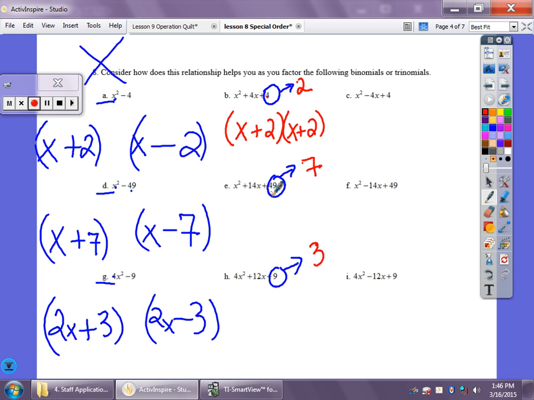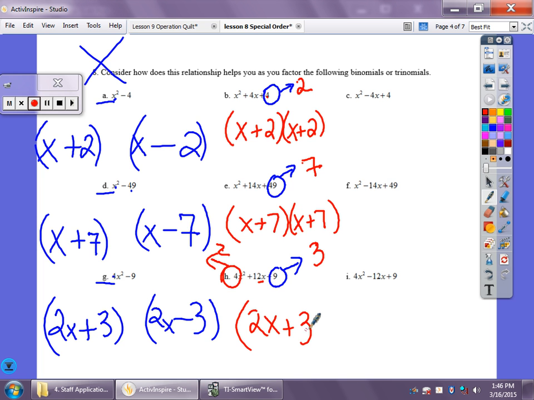7 times 7 is 49. Is 7 plus 7 14? Yes. So x plus 7 times x plus 7. All right. 3 times 3 is 9. Is 3 plus 3 12? Uh-oh, no it's not. Okay, so let's look. Well, this is special too because I have another perfect square over here. This is 2. So 2 times 3 is 6, and 6 plus 6 is 12. So my answer is 2x plus 3 times 2x plus 3.